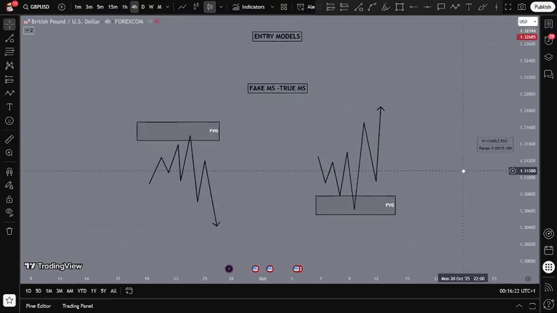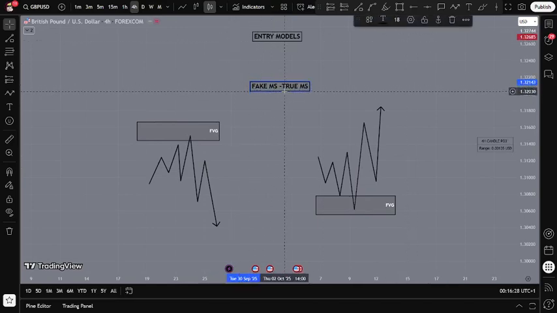So today I'm going to be showing you the entry models that I use. I have like 5 entry models that I use. The first one is basically fake market shift and then a true market shift.